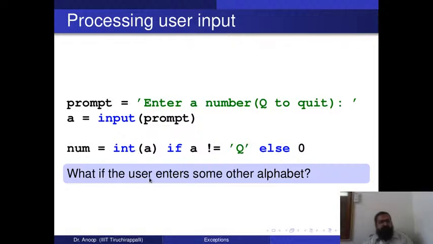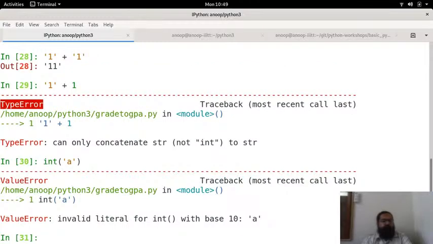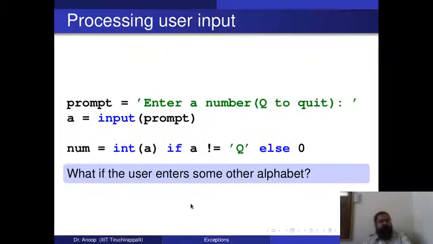What if the user enters some other alphabet other than capital Q? So that is also possible, right? So the user can enter a or b, and we know that if I do int of a, that will give me an error. So invalid literal for int with base 10, and the error is a value error, correct? So earlier when I tried 1 plus 1, that is string 1 plus integer 1, that gave me a type error. Now it's throwing me a value error.